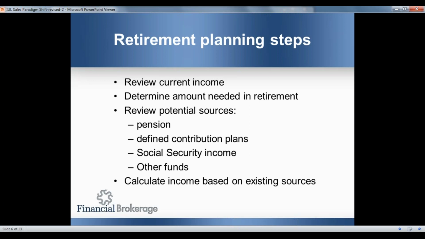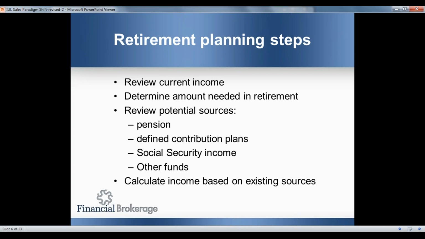You want to start by reviewing their current income. You need to know where they're at right now. How much money do they need to live on today? And then work with them to help figure out their future budget. What might that look like? What's going to be different in retirement from their budget today? Some things will be the same, but you need to determine how much money they're going to need in their retirement years. Once you've done that, you've got to figure out where the money is going to come from.